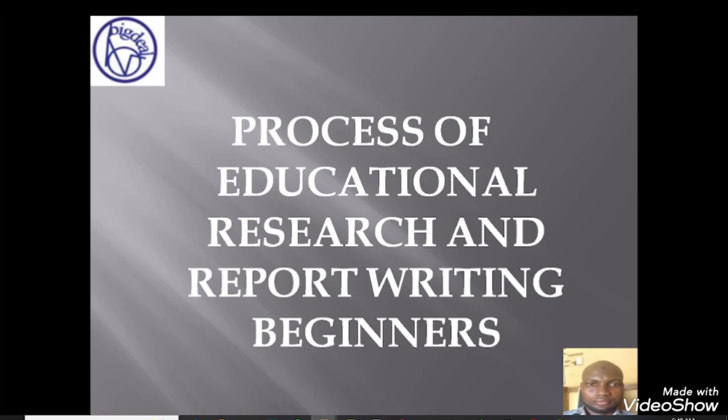There is a typical structure for research work: a title page, abstract, introduction, literature review, methodology, results and discussion, conclusion, recommendation, references, and appendix. That one is optional. So that is number one stage in research.